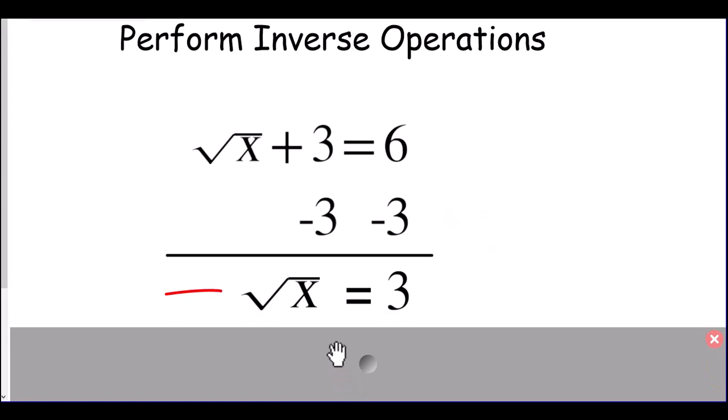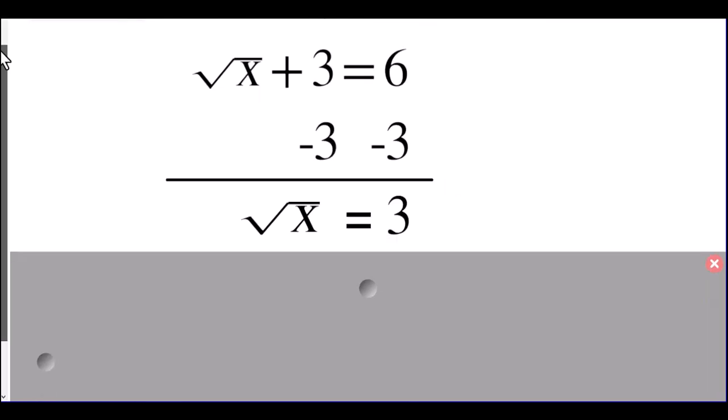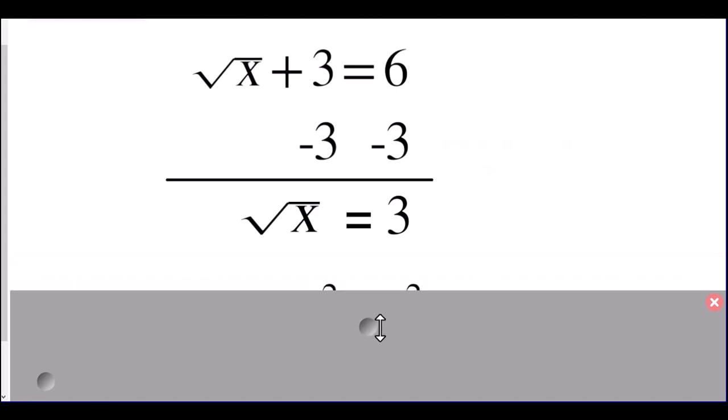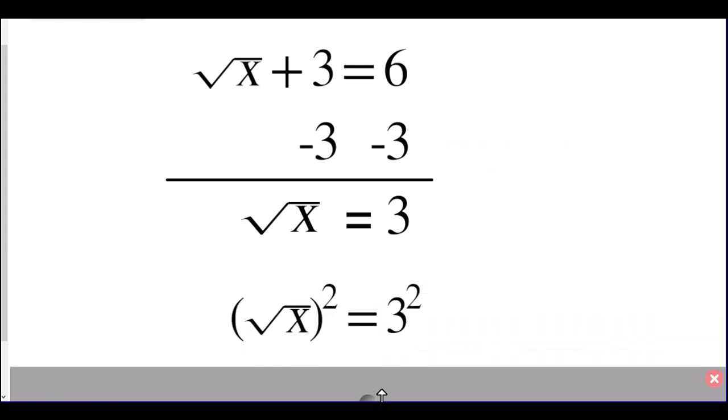Now we have to get rid of the square root symbol. Remember that the inverse of the square root of a number is its square. I will have to square both sides of the equation. When I simplify, now I have x is equal to 9.